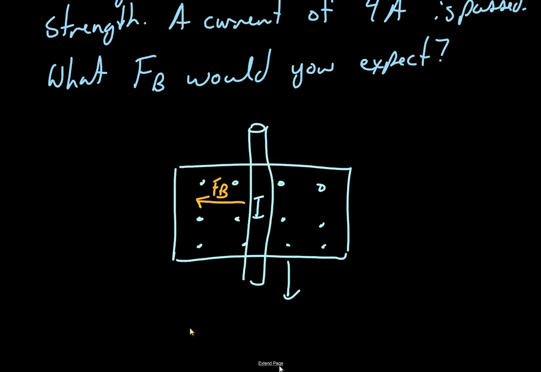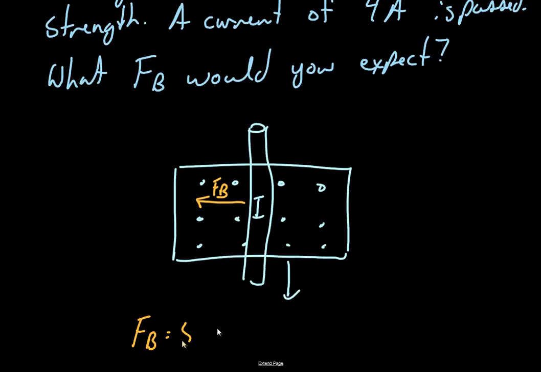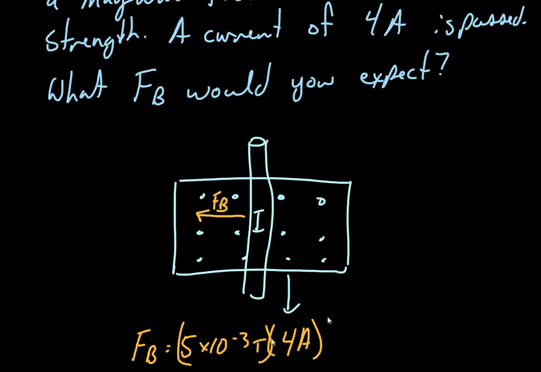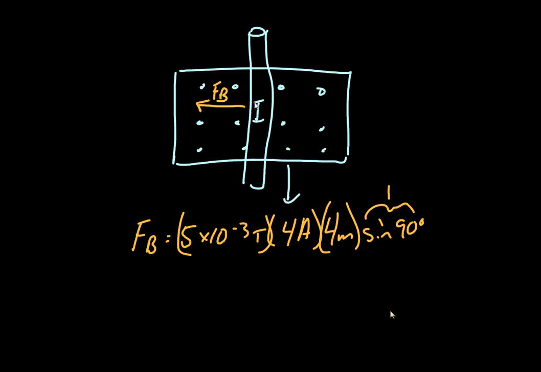To figure out what that force would be, it's simply BIL. So B was 5 times 10 to the negative 3 Teslas, current I was 4 amps, and the length of the wire was, did I say 4 meters? Yeah, 4 meters. It's at 90 degrees, so we can tack the sine of 90 on there, but that's just like multiplying by 1. So this is the maximum you would have. If you started to rotate this wire away from you, you'd find that F_B would decrease sinusoidally, but we don't need to get into that.